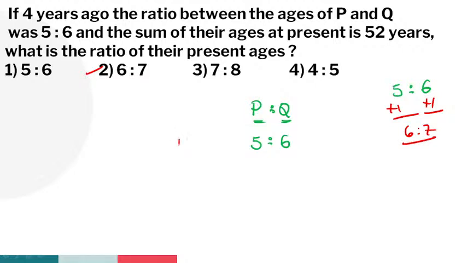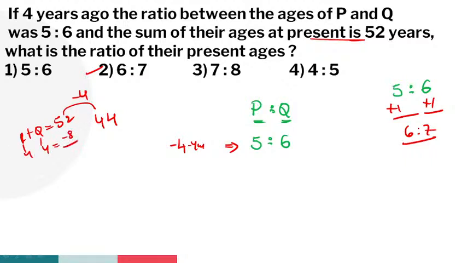4 years ago, right? The given information is that 4 years ago the ratio is 5:6. And the sum of their present ages, P plus Q, is 52 years. 4 years ago their ages total was how much, guys? Present two persons' age is 52 years, so 4 years ago it was 44 years. P loses 4 years, Q loses 4 years, total 8 years subtraction, guys, here.